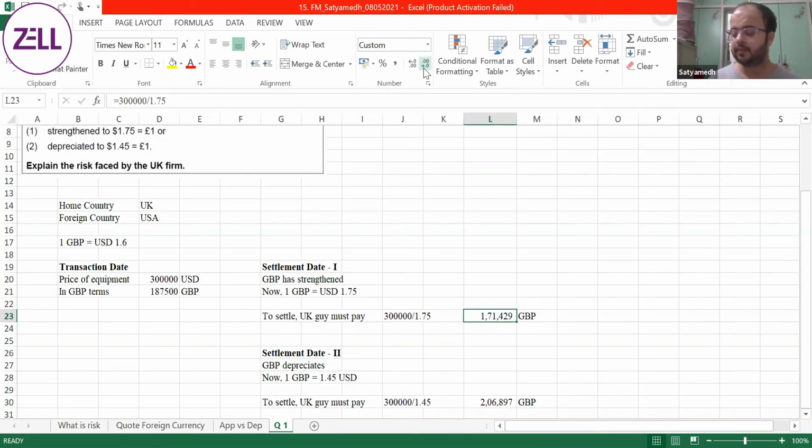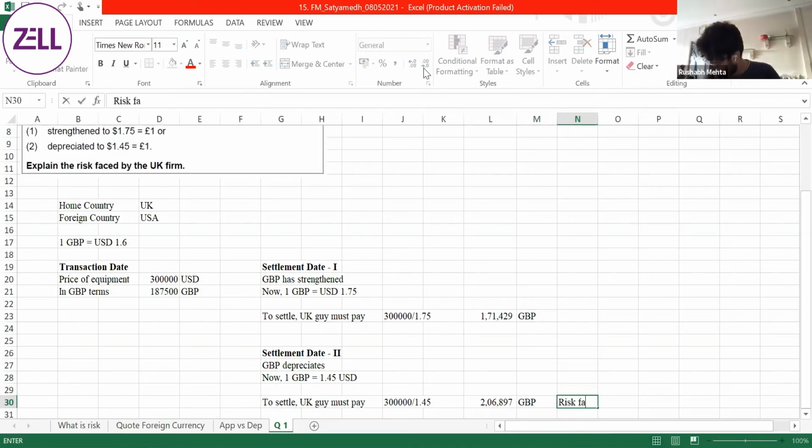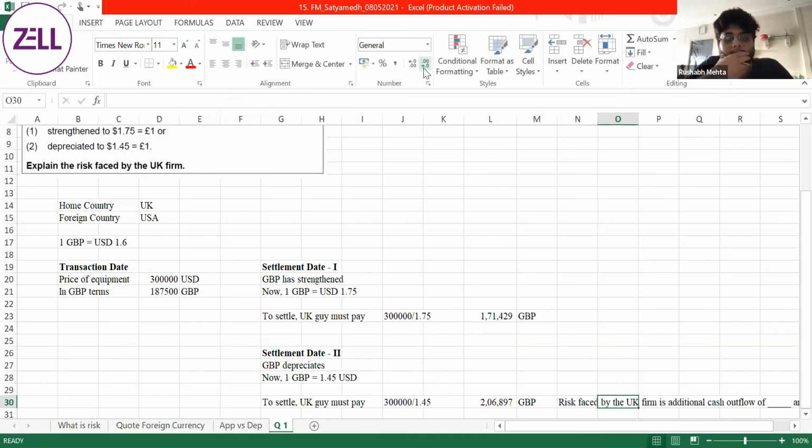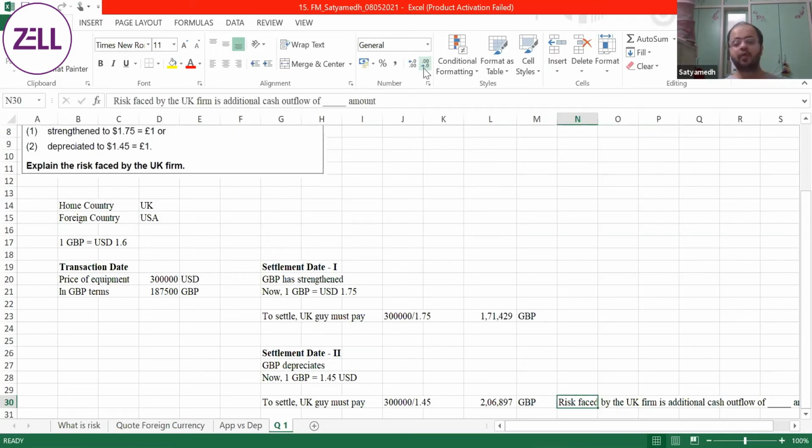Yes, Rushav, you were saying something. Yeah, so finally, what do you have to explain? Like, I understood the calculation part, then what do you have to do? So here you can say risk faced by the UK firm is additional cash outflow of dash amount. So the first one is profit and the second one is a loss. We can call it profit and loss from an accounting perspective. अगर हम F7 कर रहे होते तो हम शायद वो बोलते, but यहाँ पे let's call it a risk. Let's not call it a profit or a loss. ठीक है? Although what you are saying is 100% correct.